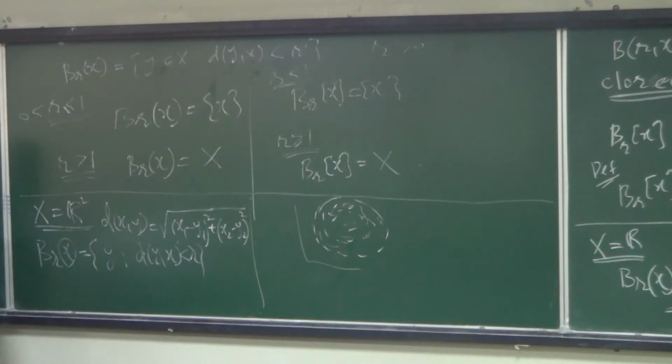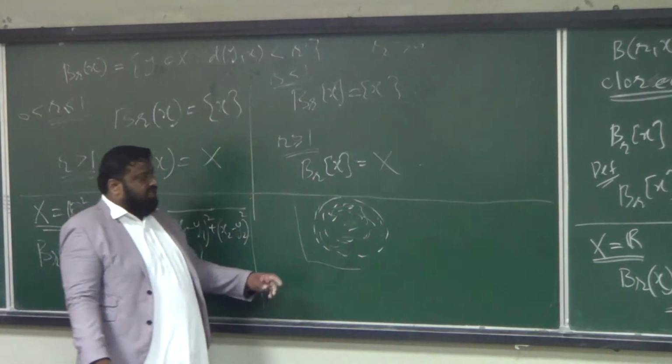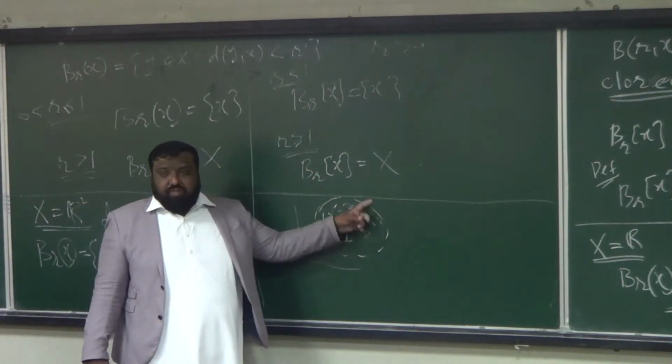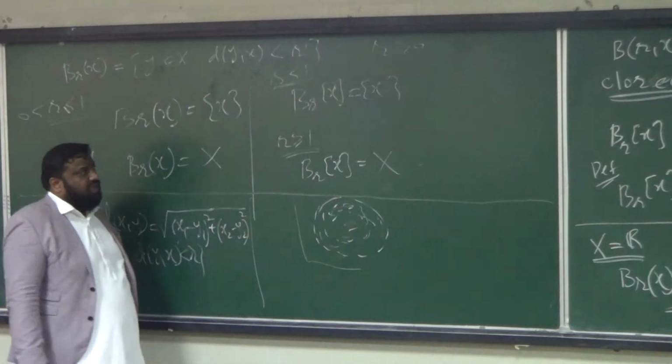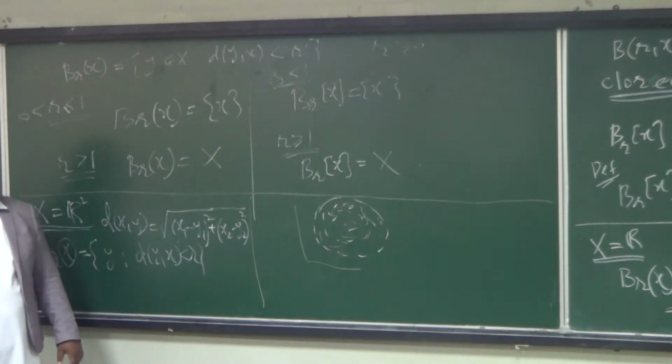And similarly, if you take a closed ball, you're going to see a closed disk. In other words, a disk with the boundary included and shaded out.